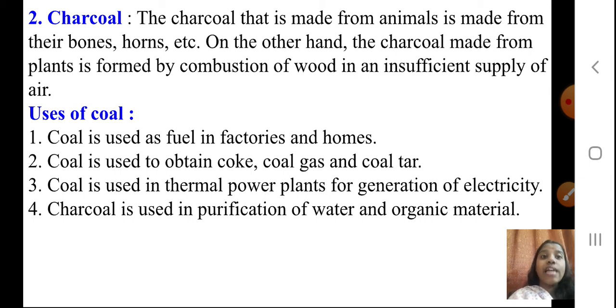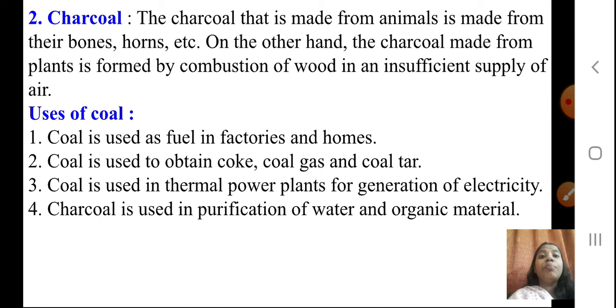Coal is used as a fuel in factories and homes. Yes, sometimes we use coal in our cooking also. Next, coal is used to obtain coke, coal gas and coal tar. Coal is used in thermal power plants for generation of electricity, as it gives a lot of heat.